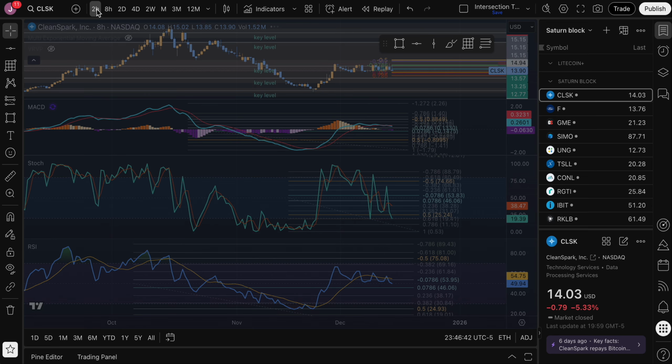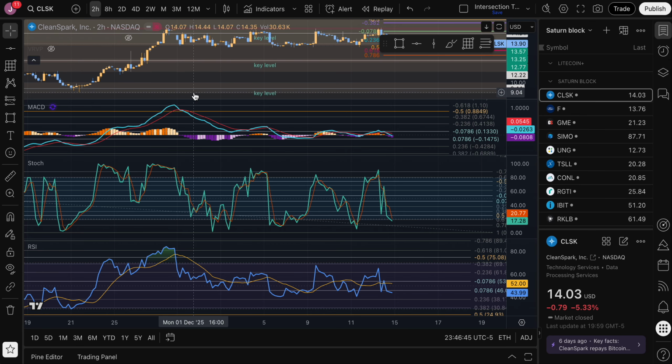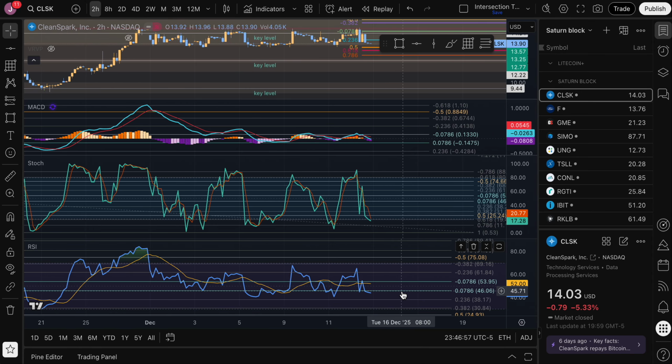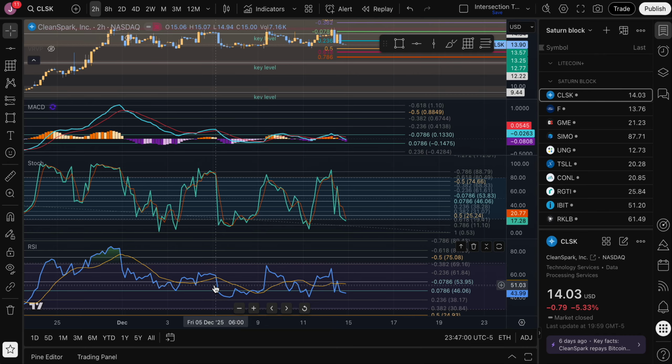Let's see what the 2 hour says. Is it turning up? No, it still looks weak. But it's also stuck in this string for a long time. Fades off. Look at the pump. We'll see.